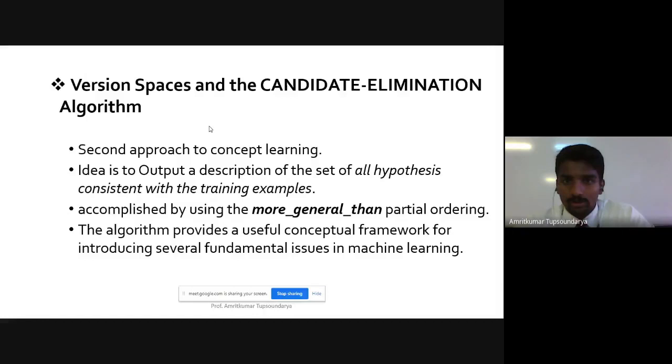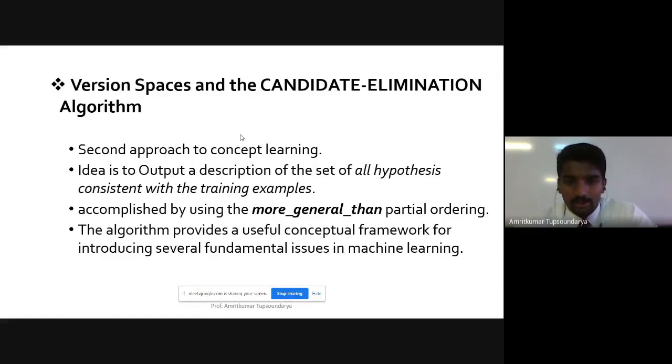Though we have not covered what the candidate elimination algorithm is, the only difference between the candidate elimination algorithm and the Find-S algorithm is what we have seen in the previous lecture. We discussed that the candidate elimination algorithm outputs a set of hypotheses, which is different from the Find-S algorithm. Find-S gives us only one hypothesis as the output, right? And the candidate elimination algorithm also makes use of the more-general-than relationship, that is the partial ordering, right?